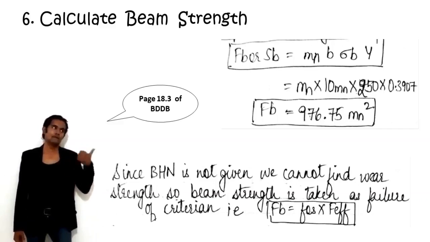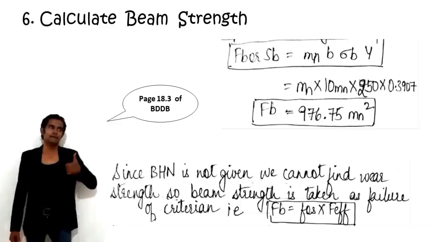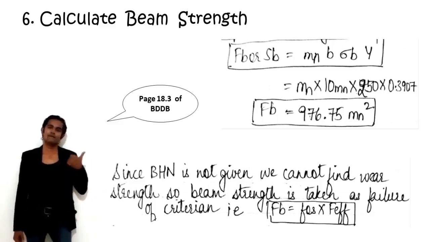So for calculation of normal module, we are going to use this formula: beam strength FB is equal to FOS into effective load, that is F effective. So FB is FOS into F effective. This formula we are going to use for calculating our normal module.